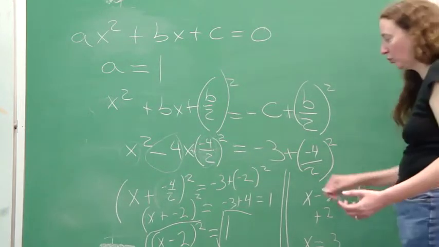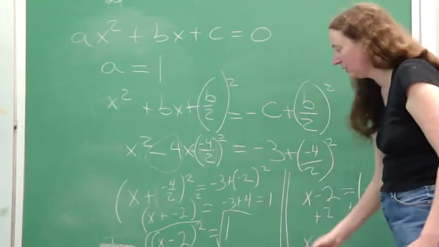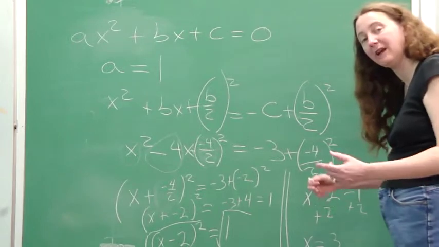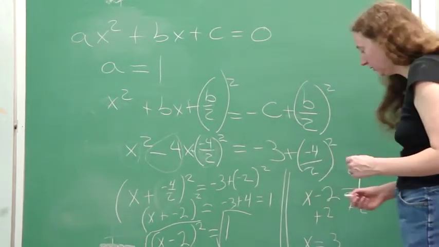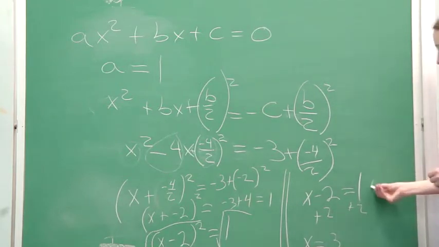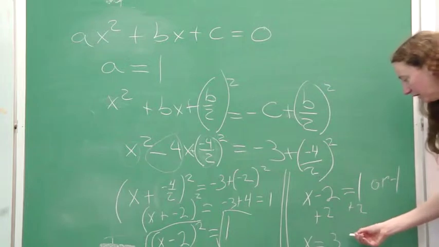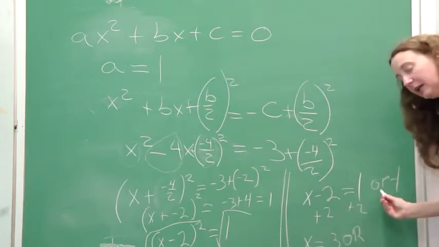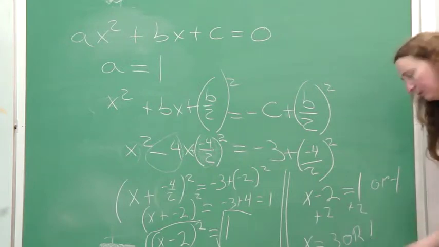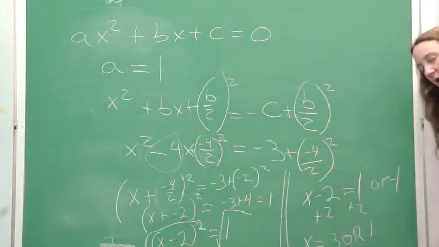When you take the square root of a number, don't forget that you can also have a negative of that number, because a negative times a negative. So this can also equal negative 1. So x can equal negative 1 plus 2, which is 1. Completing the square.